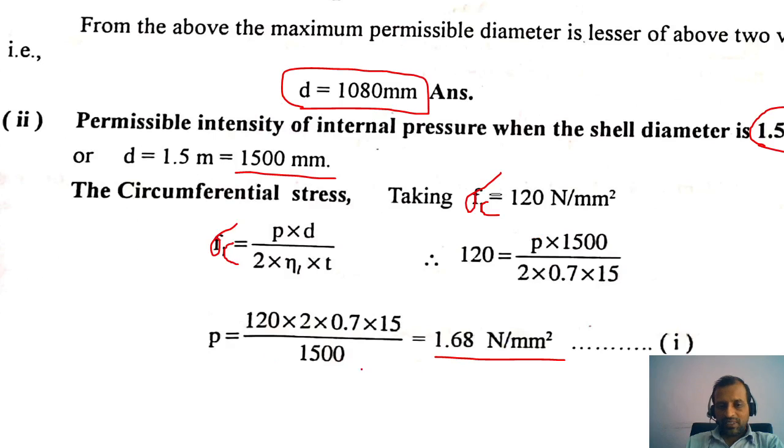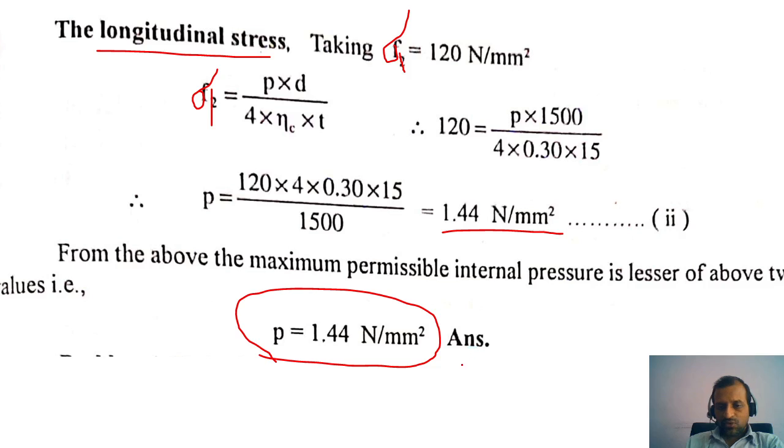So now consider here 1.68 is there. So here 1.44 is there, which is the minimum value of both the two. That is your final answer. Even in the diameter also, which is the minimum diameter out of two stresses, then that is the answer. Now here also, out of the two pressures, which is the minimum value that you need to select for the design. So in this case, the minimum value is 1.44 Newton per mm square. So we are selecting P is equal to 1.44 Newton per mm square as your final answer in the second case.